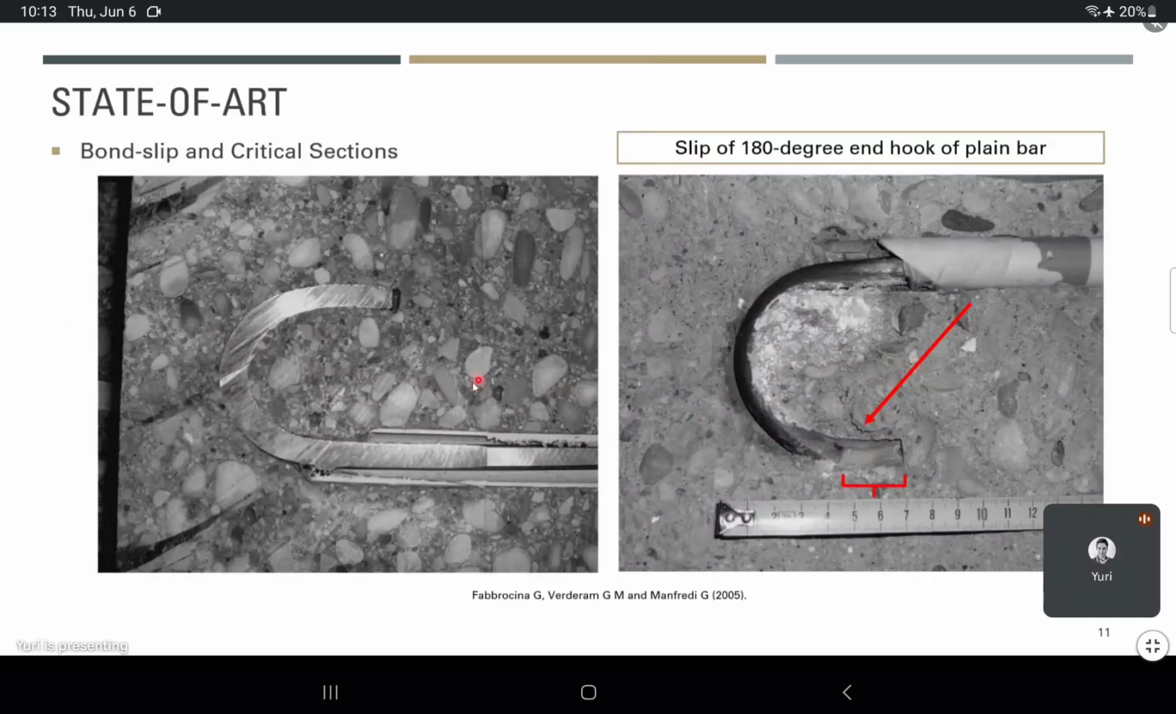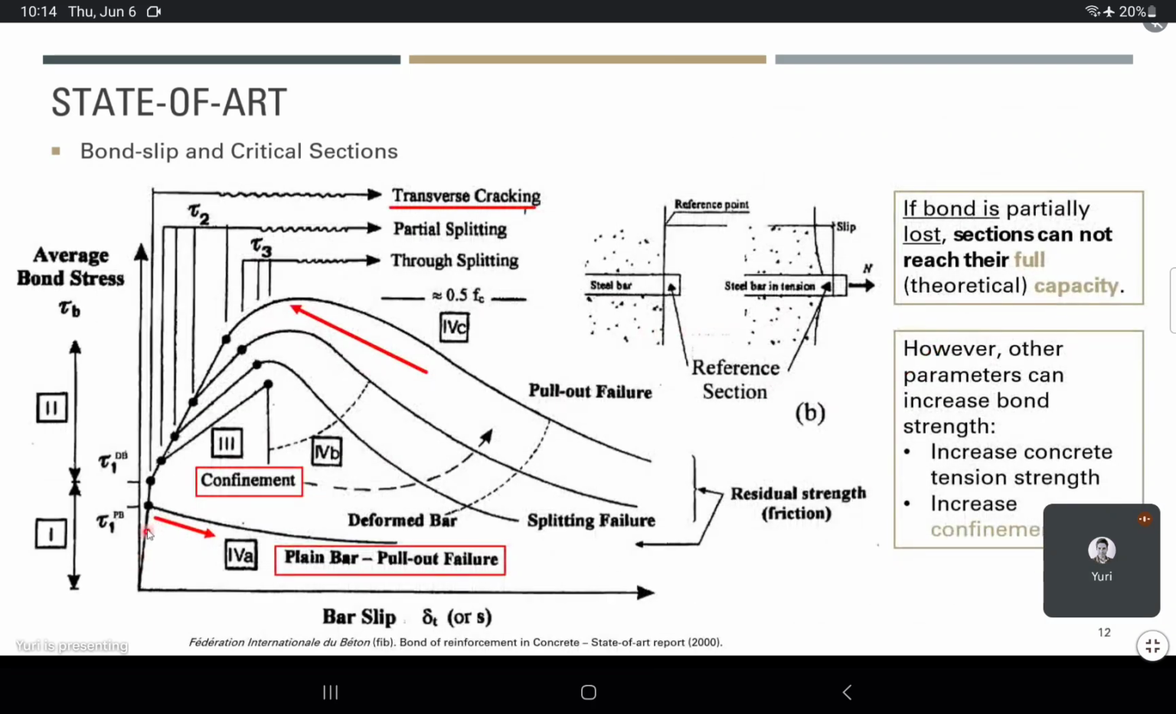So this is an example of slip. This is a bar with a bent hook in the pull-out test, and this is what we call a slip. So the bar is not actually attached, even though there is a hook. When the hook is pulled, the bar is pulled together with it, so it loses this adhesion part because of the slip. And this is actually a graph that shows the bond strength by bar slip. Okay, strength and stress will be used in the same place.